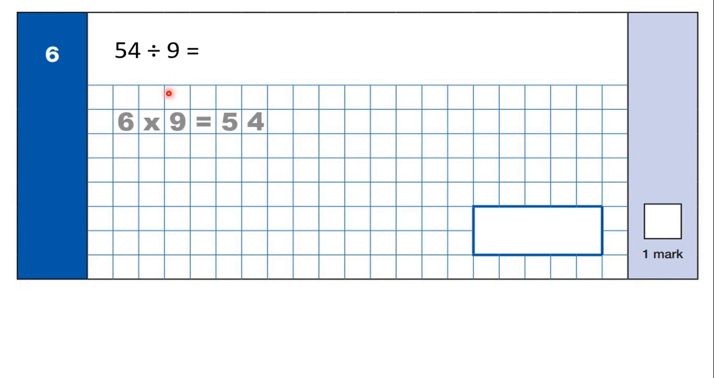Question 6, 54 divided by 9. Well, we should know our times table facts up to 12 times 12. And if we know that 6 times 9 is 54, we know that 54 divided by 9 must be 6.